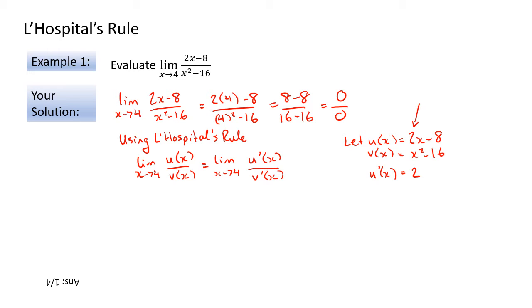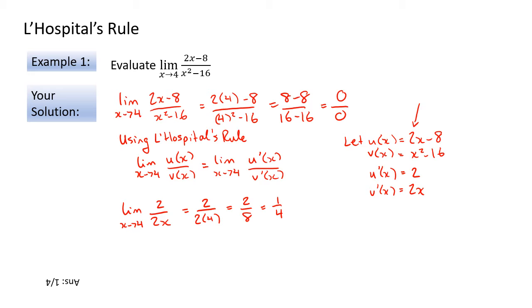Okay, so we look at taking the derivative of 2x minus 8. And v prime of x, the derivative is simply 2x, right? Because we have x squared minus 16, so it's just 2x. So now, to use L'Hopital's rule, we just substitute those derivatives in. So we're left with the limit as x approaches 4 of 2 divided by 2x. Now if I substitute 4 in, we get 2 divided by 2 times 4, which is 2 divided by 8, or 1 divided by 4 in lowest terms.